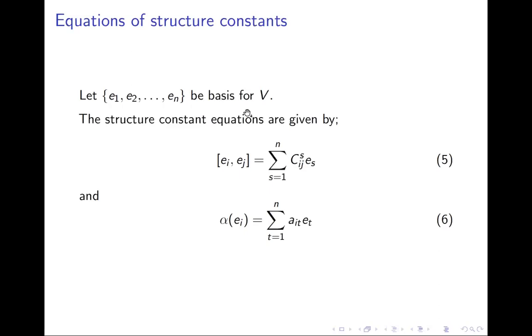So if you are in a finite dimensional space, we define what we refer to as equations of structure constants. These are just coefficients associated to this bilinear product and the linear map in the space V. We know that this bilinear product takes us back to the vector space, so we end up with such linear combinations. And also alpha, which is a linear map, still takes us back to the vector space, so we end up with an element which can be expressed as a linear combination in this basis. The coefficients related to the bilinear map we denote by C_ij's, and the coefficients related to the alpha map we denote by A_it. They are the ones that are referred to as structure constants.